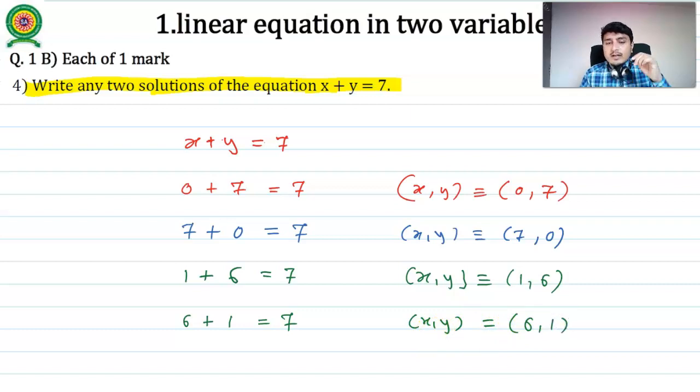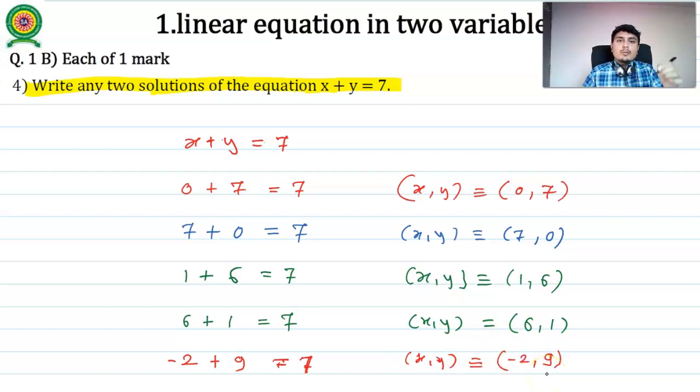Now suppose the value of x is a negative value, like x is minus 2. So minus 2 plus something gives us 7. Definitely, we know minus 2 plus 9 equals 7. So x is minus 2 and y is 9. So minus 2 comma 9 is a solution of the given linear equation in two variable.